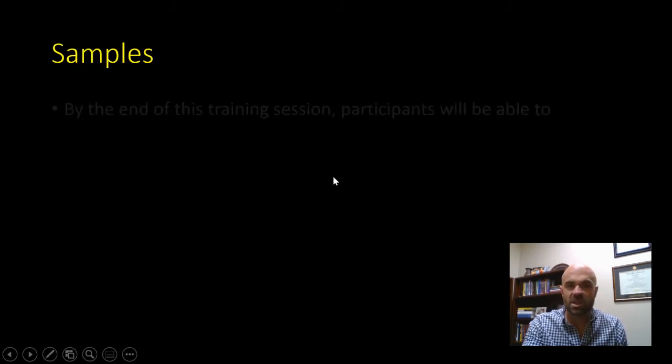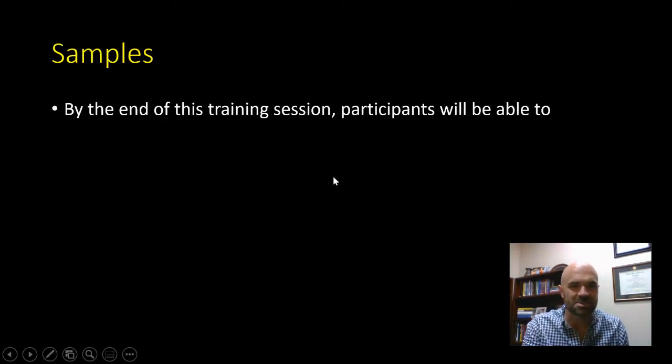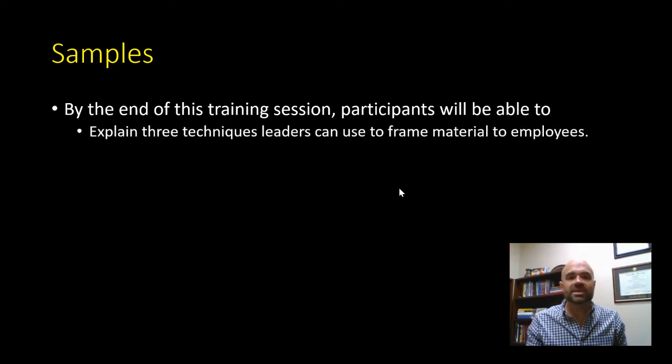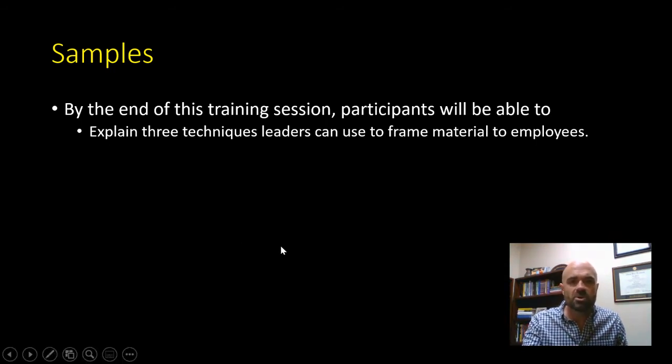So let's do just a really quick pop quiz, right? Some samples, and we can assess these together. So by the end of this training session, participants will be able to explain 3 techniques leaders can use to frame material. That's decent, right? It's observable. They can explain it. You could say that in some ways it's measurable, but it's not very specific. Frame material. Well, what does that mean? Right? So you might be able to be a little bit more specific with that one.